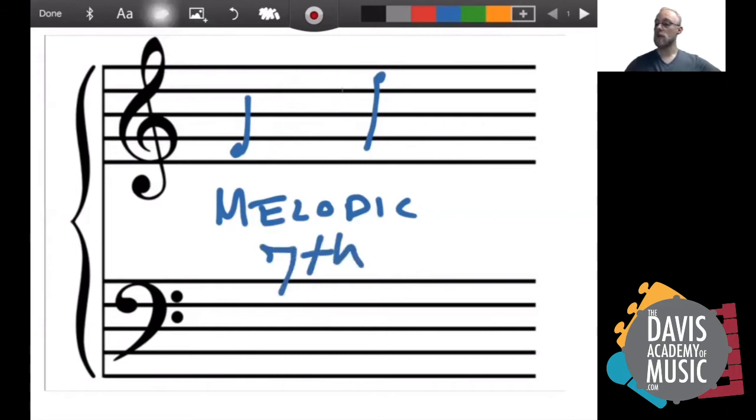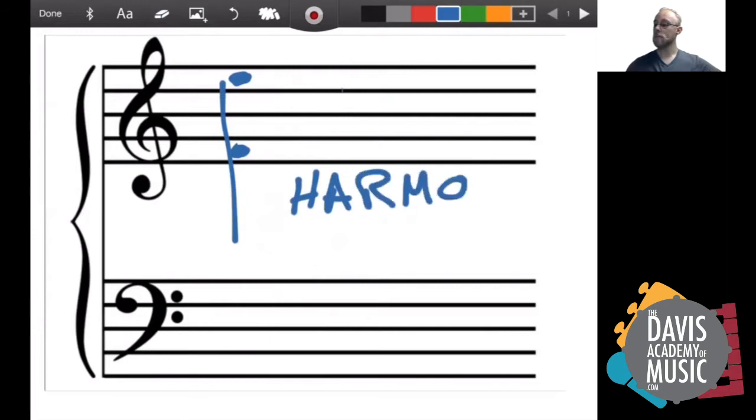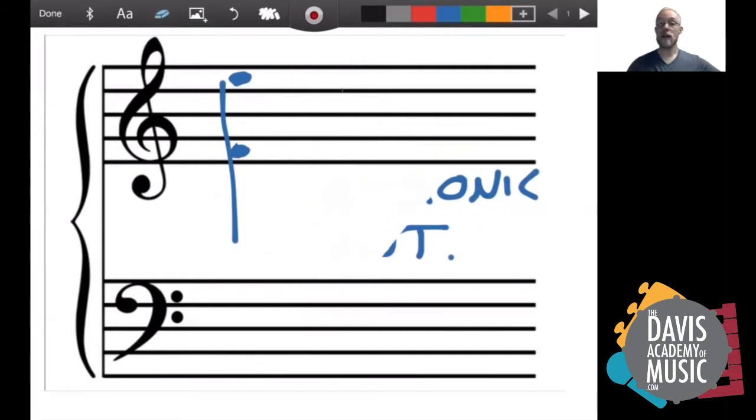Now, if we were to use the same notes, but we were to put them at the same time or play them at the same time, say we want to keep this F and keep the same E, we would still have a seventh. However, now we would be playing them at the same time. Therefore, we would actually call this a harmonic interval. So the difference between a harmonic and a melodic interval is that a harmonic interval is played at the same time, and a melodic interval is played at separate times, like a melody.